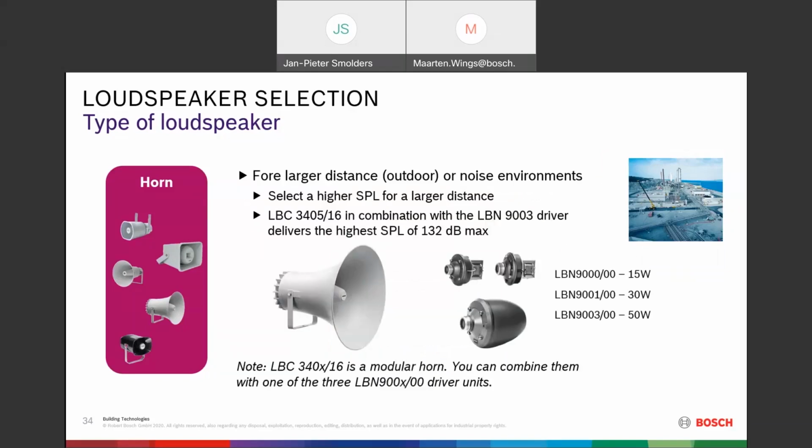We have one horn loudspeaker, the LBC 3405, which is actually a modular horn. You can use different drivers for it. So you see here on the right side also the drivers. We have a 15 watt, a 30 watt and a 50 watt driver. It's just a matter of mounting them into the horn, and then you will have different powers, but also different sound pressure levels. So depending on your application, choose the right driver for it.